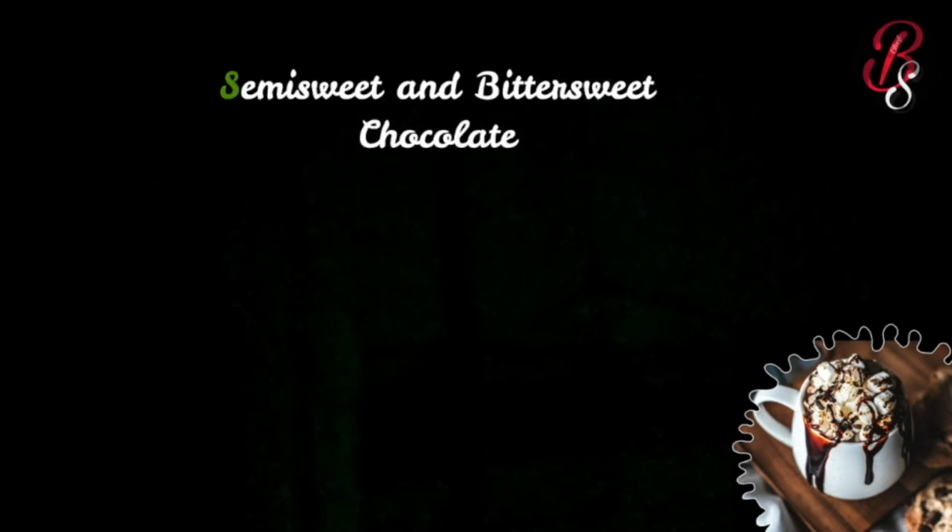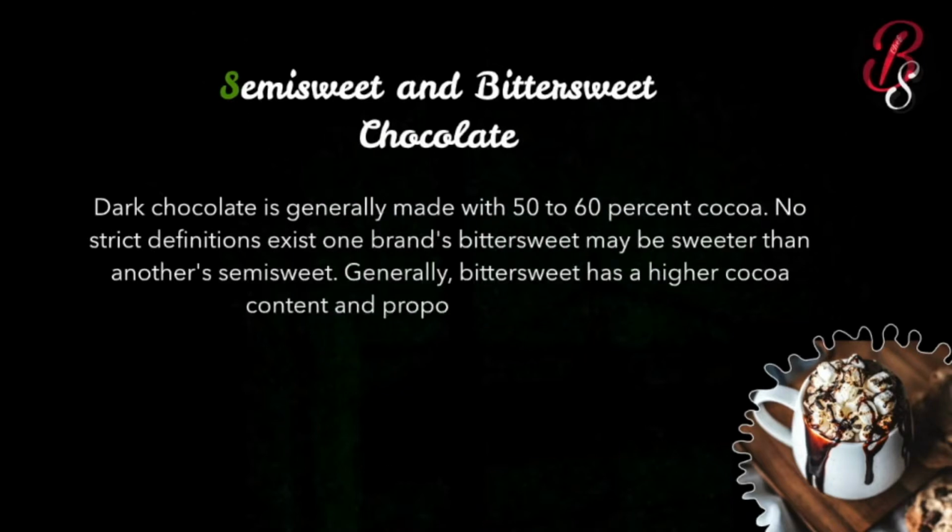The next one we have is semi-sweet and bittersweet chocolate. This is last but not least. Dark chocolate is generally made with 50 to 60% cocoa. No strict definitions exist across brands. Semi-sweet may be sweeter than bittersweet. Generally, bittersweet has a higher cocoa content and probably less sugar.